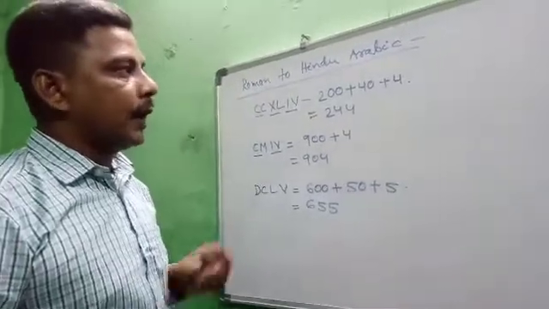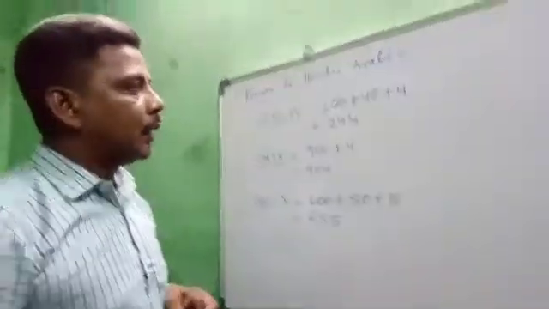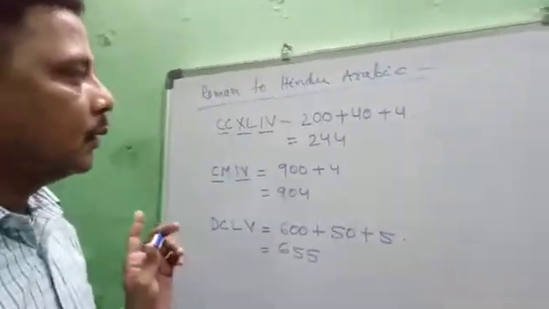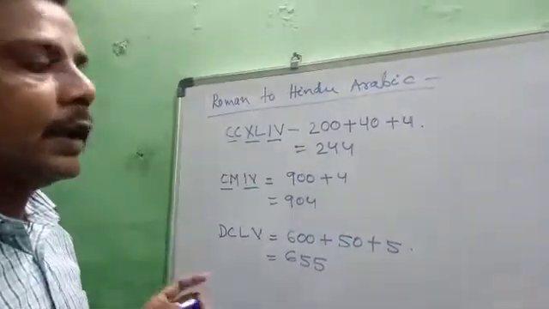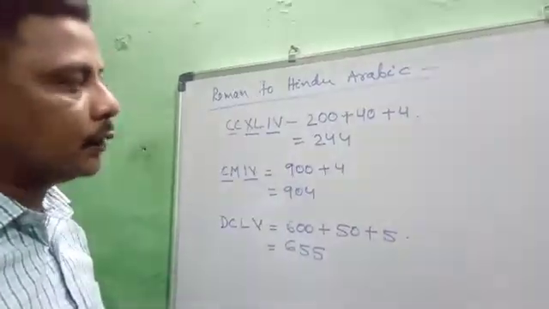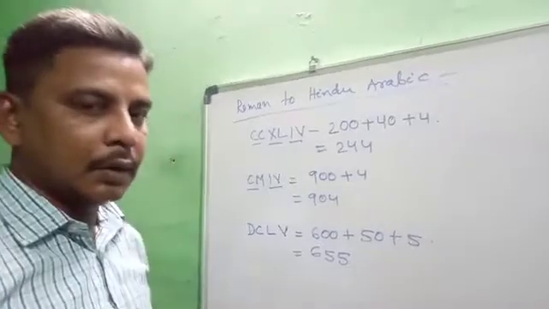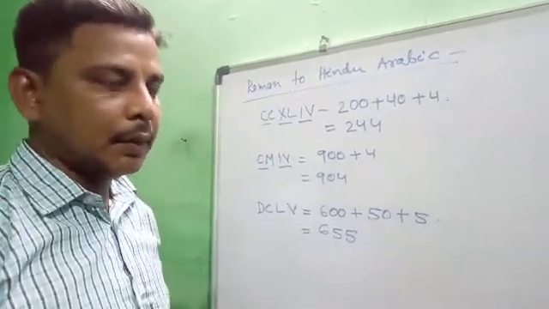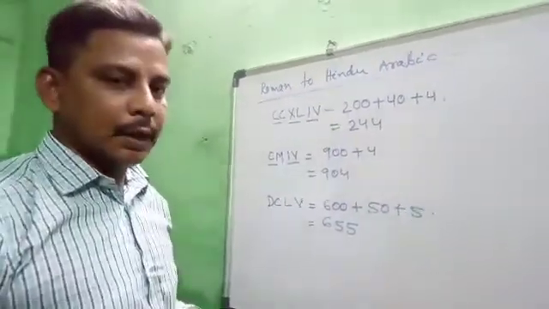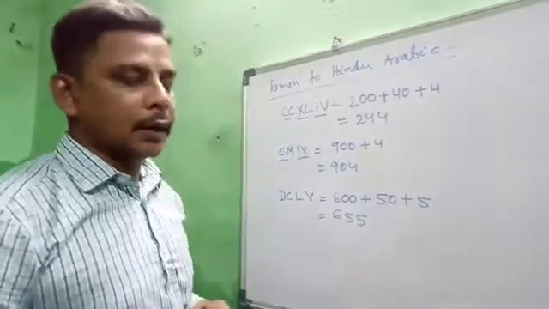Okay, and we can compare the Roman numerals by using less than, greater than, or equal to symbol. Okay, I hope you got it properly, or you understood it properly.